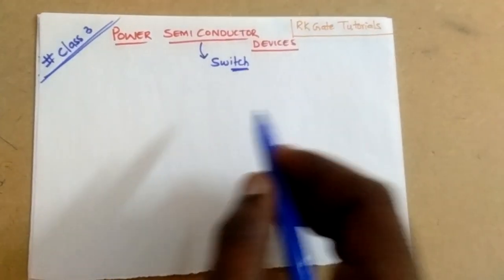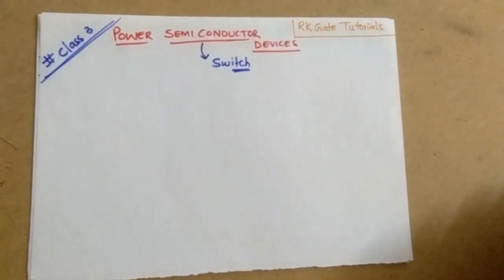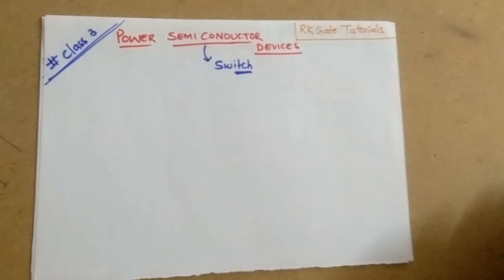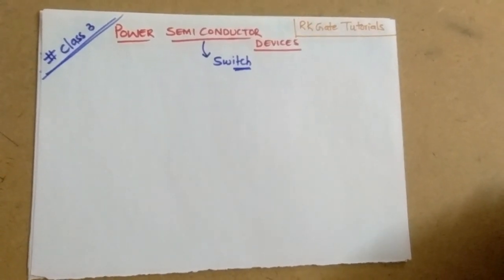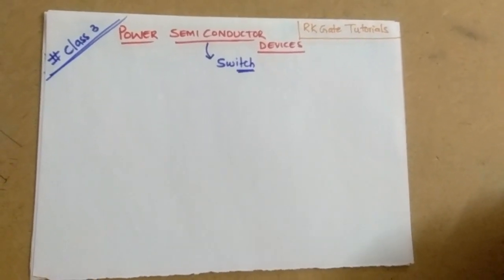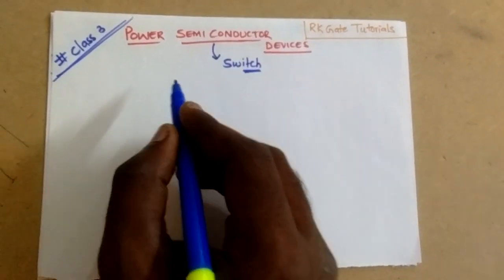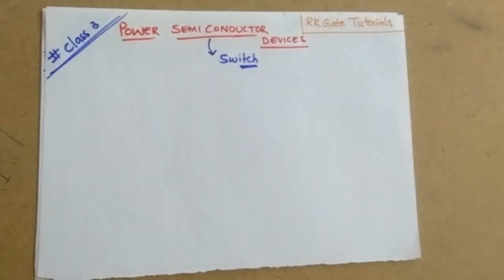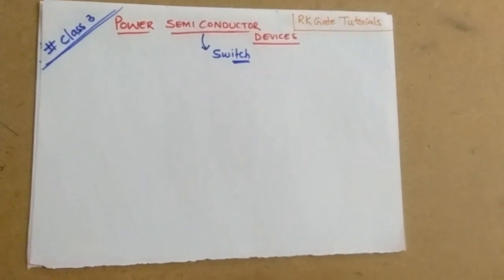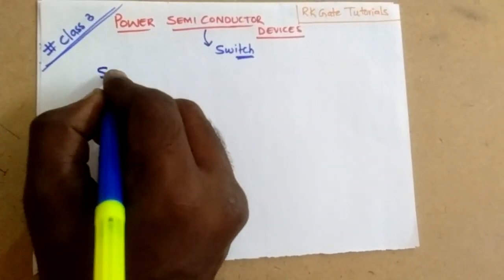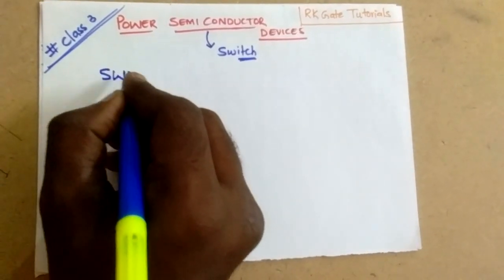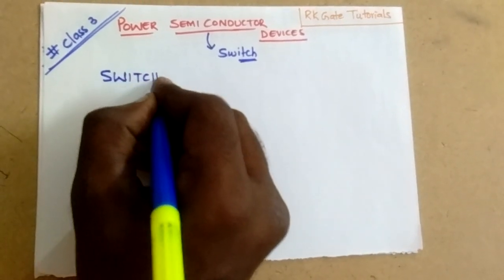What are the characteristics of a switch and what types of switches are there? So without wasting much time, let us directly get into details about the switch. So what is a switch and what does it perform? Let us see. What is a switch? What is the function of this switch?